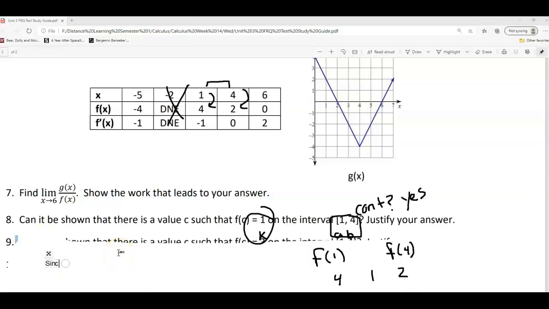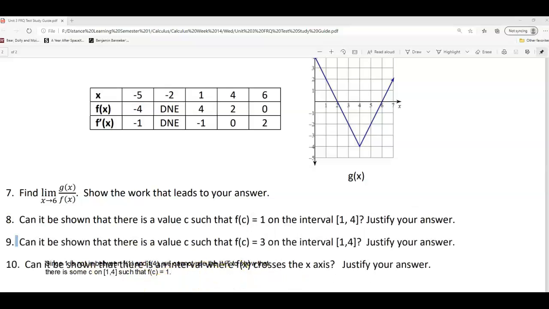So since 1 is not in between f of 1 and f of 4, we cannot use the IVT to show that there is some c on the interval 1 to 4. Since the number's not in between those two, we can't use the IVT to show that that's true. All right, let's go ahead and move on to number 9.